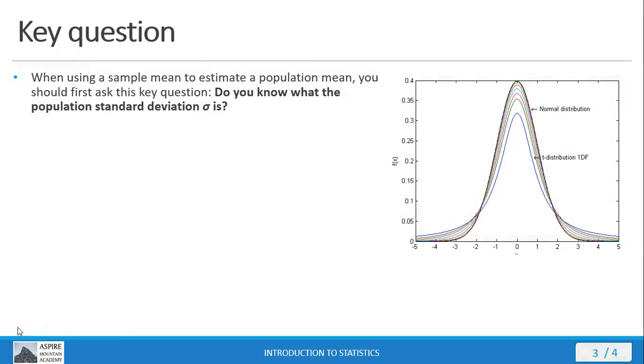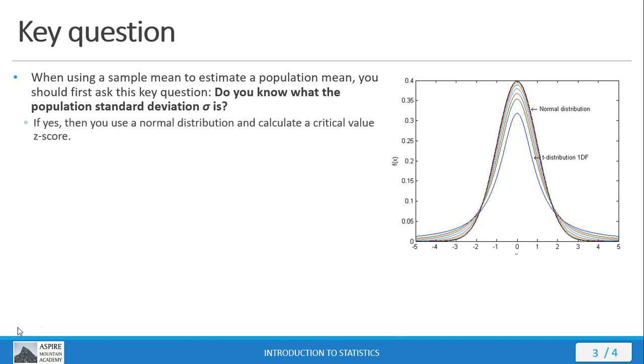Now, before we go constructing our confidence interval estimate, there's a key question that we need to ask, and that is, do you know what the population standard deviation is? This is the key question, okay? And the reason why is because depending on the answer to this question, we're going to be using a different distribution to calculate our critical value that we use to calculate our margin of error. So the answer to this question is key because everything else comes from the answer to this question.